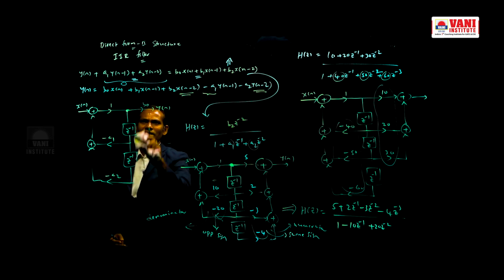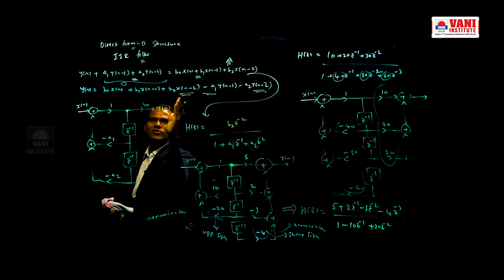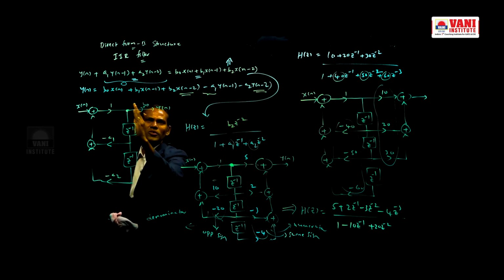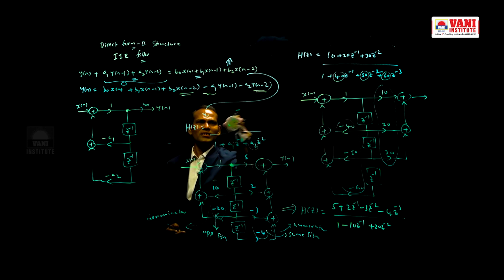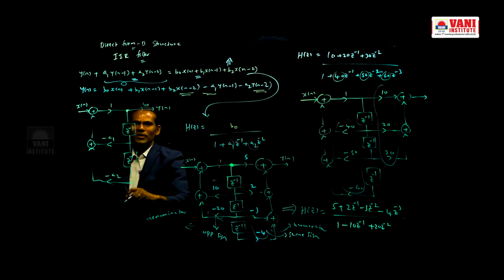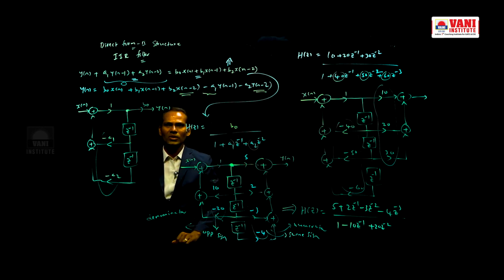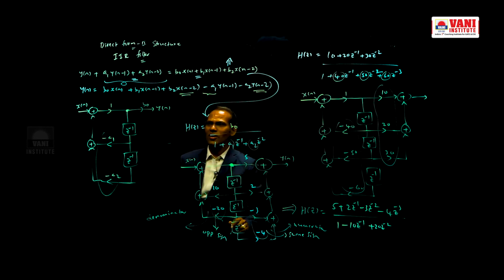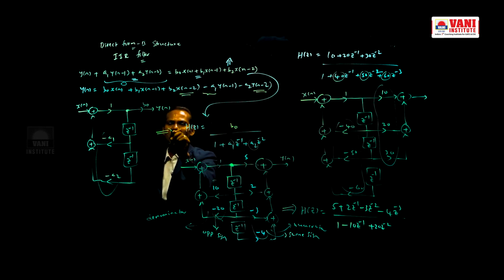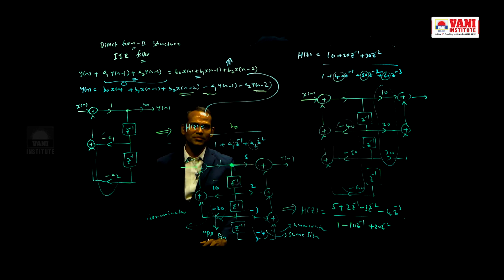b0 is the numerator and this side is the denominator, so just b0 by this one. Always these numbers will come with opposite sign. So actually minus a1, so a1 z inverse, here the minus sign is there, but opposite sign means plus a2 z power minus 2. So like this you can write H(z) very easily based on the direct form 2 structure.